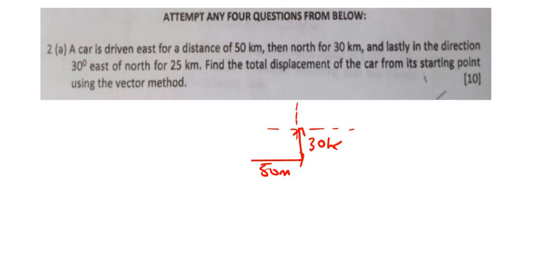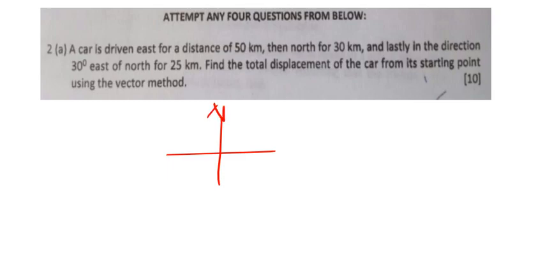If I'm going to draw an axis here, this is east, this is north. East of north, in this case, they've told us 30 degrees. If this is 30 degrees, it is like that. Find the total displacement of the car from its starting point using the vector method. Basically this is what we have. We might not even want to put all the things. So what are you supposed to know? I just want to explain something. This is the north, this is the east, this is the south, and this is the west.